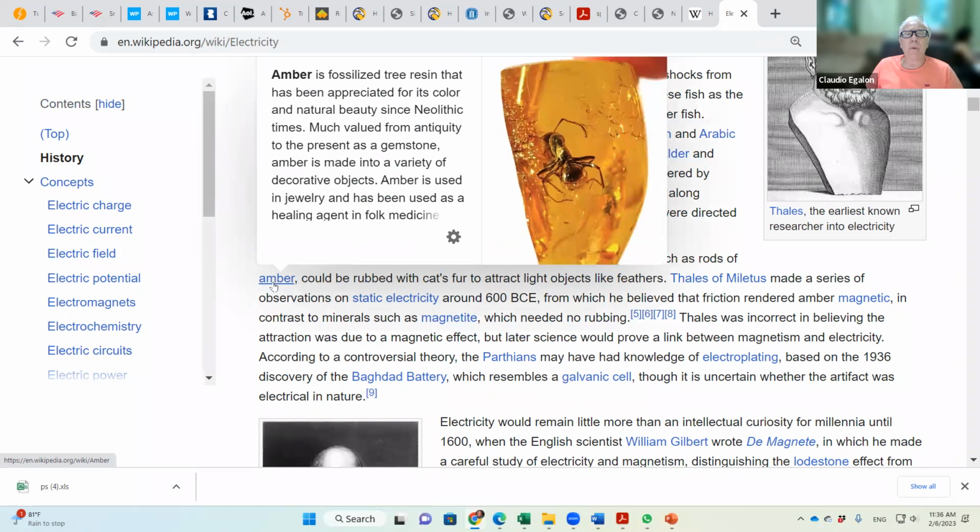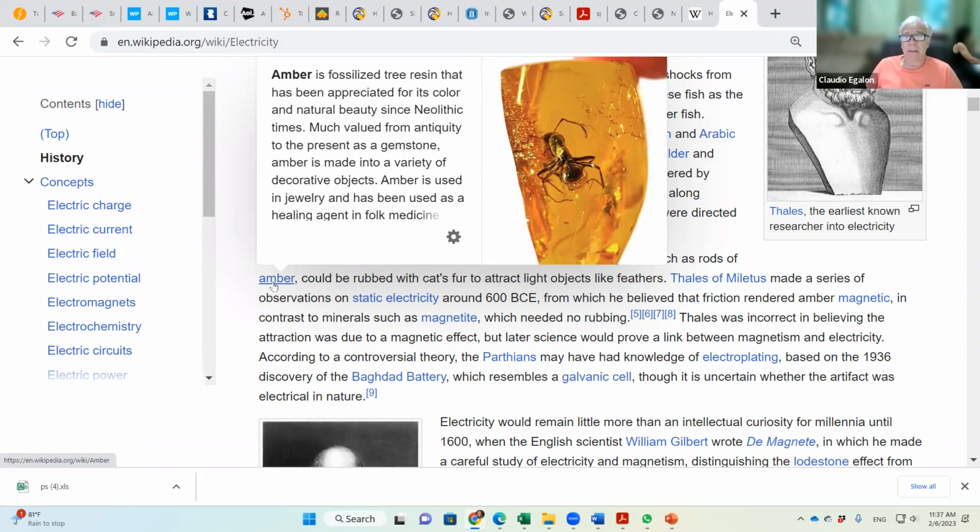Amber is a fossilized tree resin that has been appreciated for its color and natural beauty since Neolithic times. Much value from antiquity. We still have amber today. We commercialize those, and you can buy those things there. Much value from antiquity to the present as a gemstone. Amber is made into a variety of decorative objects. Amber is used in jewelry and has been used as a healing agent in folk medicine.